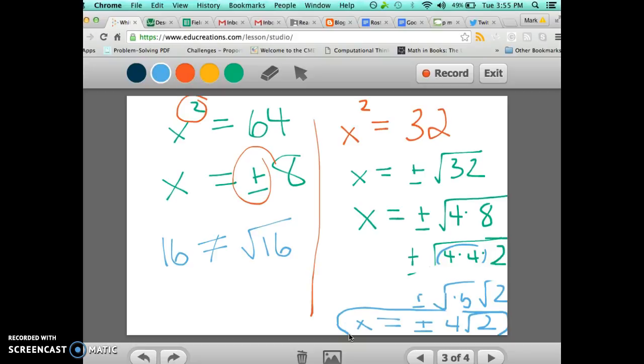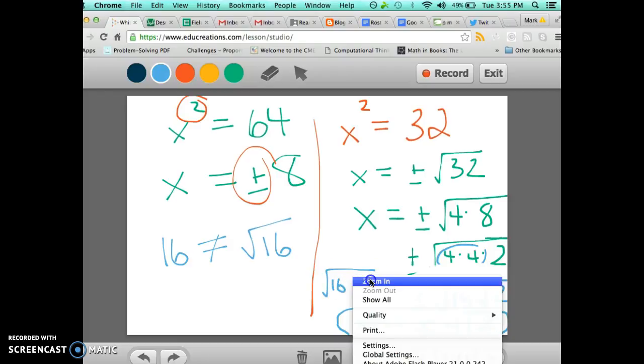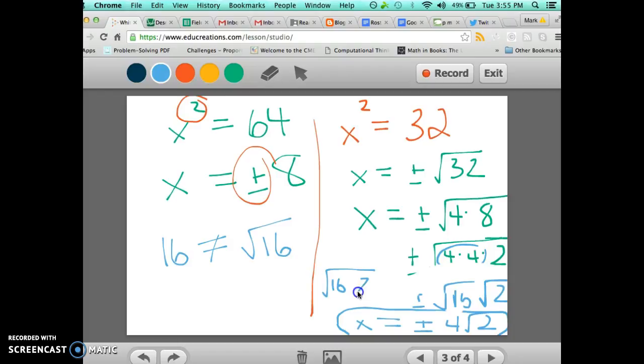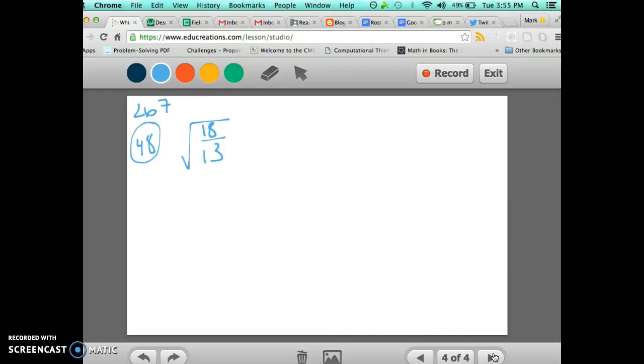Alright, so notice how, like I said, it doesn't matter. This could be square root 16 times square root 2, which is the same as square root of 16 times 2. So the multiplication can happen inside the radical or outside the radical, but they do multiply that way. Well, same thing with division. So I have a problem like this, number 48, page 267. I can change that to this.